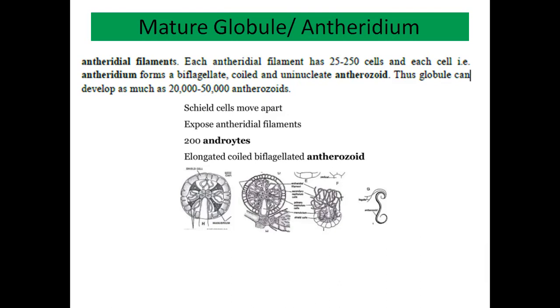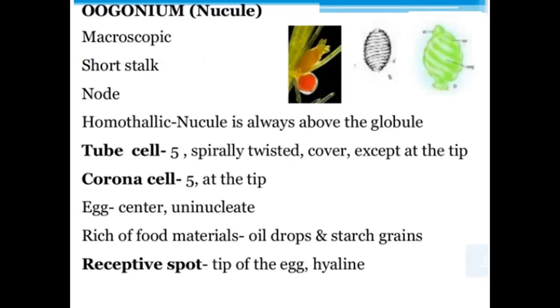So next we will go to the oogonium or the nucule. And just like the globule, the nucule is also macroscopic, and it consists of a short stalk. The peculiarity of the nucule is that it consists of 2 types of cells. In its body, there are 5 spirally twisted tube cells, except at the tip, and in the tip portion, there are 5 corona cells.